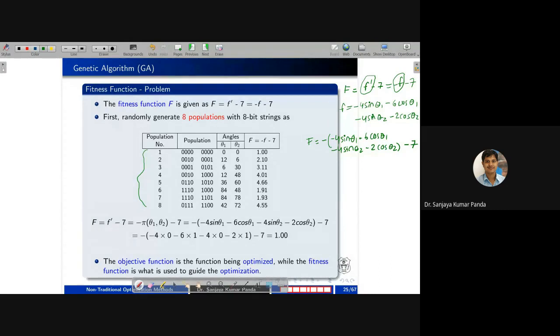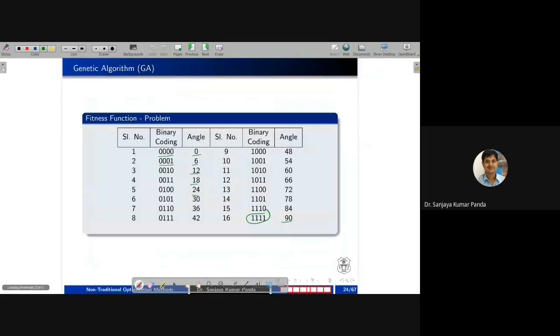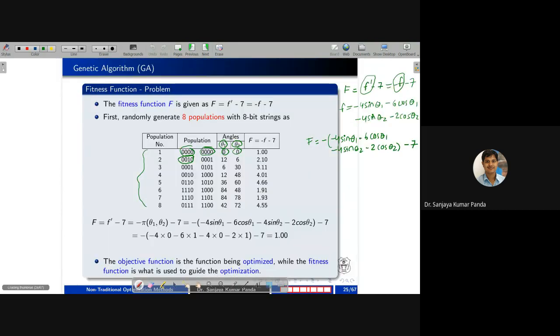So what does the population mean? Suppose I have taken 8 zeros. What do 8 zeros indicate? The first 4 represent the angle theta 1, so it is 0. The next 4 represent theta 2, which is equal to 0. Next, if I write 0, 0, 1, 0, you can go back to this slide and tell me what is the equivalent angle of 0, 0, 1, 0. It is 12, right? So you can see theta 1 value here is 12. And 0, 0, 0, 1 means it is 6.